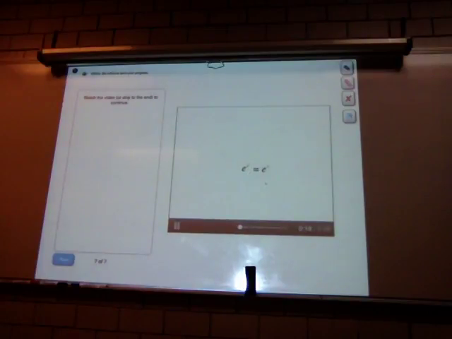And finally, here's another way to write this fact. This d over dx here means we're taking the derivative of the function inside the parentheses here. So you can read this equation as the derivative of e to the x is e to the x.